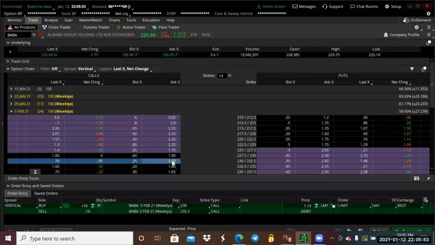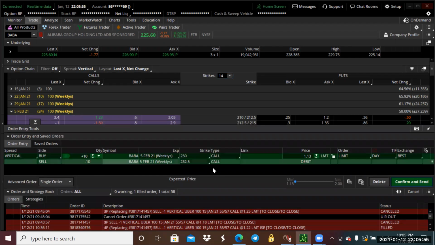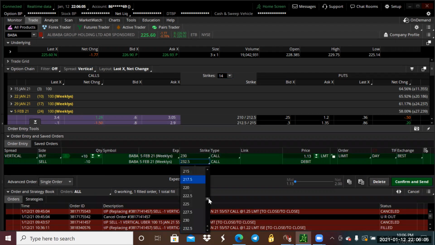So you click the S. We'll say debit. Okay, you are selling a higher strike. This is where you're going to change it right here. Since we are targeting 240, let's say we want to get a 240 right there. It'll cost you 375.